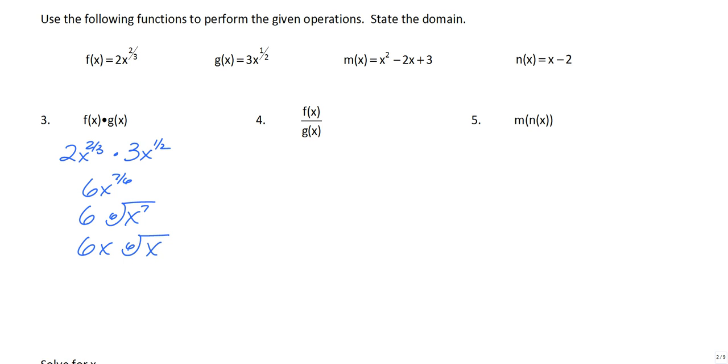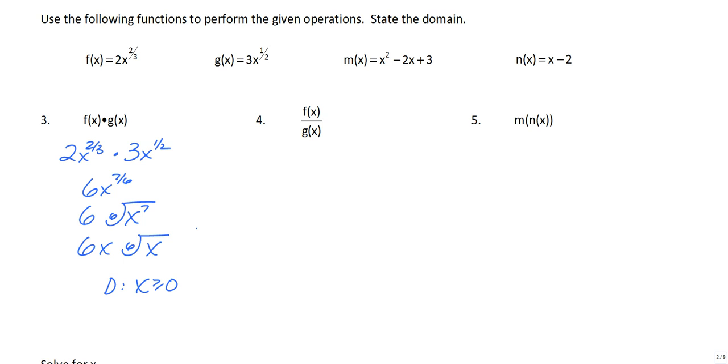So that is performing the operation. Now we have to state the domain. So remember, domain, in this situation, x is allowed to be anything except a negative number, because we can't take even roots of negatives. If this was an odd root, it would be fine. So our domain is x has to be greater than or equal to 0.